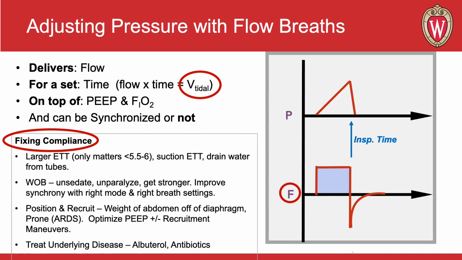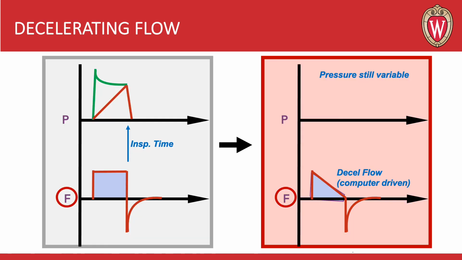Position them and recruit them optimally. Get their abdomen off of their diaphragm, sit them up. Optimize the PEEP. Use enough PEEP for the patient and treat the underlying conditions. Again, adjusting the time really fixes the peak pressure more than it does any alveolar pressure.